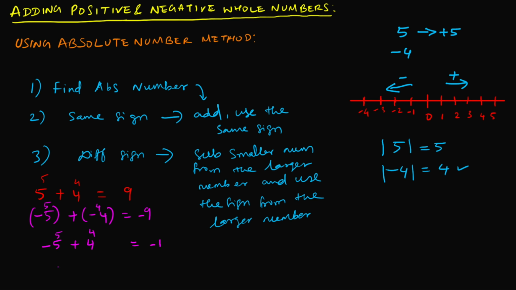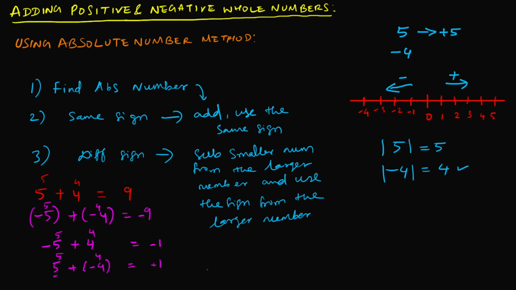Now let's look at one more example. This time 5 is a positive number, but 4 is a negative number. Taking the absolute number, 5 is 5 and the absolute number for -4 is 4. Now, because the signs are different, we subtract 4 from 5. The result will be 1. And we need to use the sign from the larger number. In this case, the larger number is 5, so the sign will be plus. So it will be just 1.